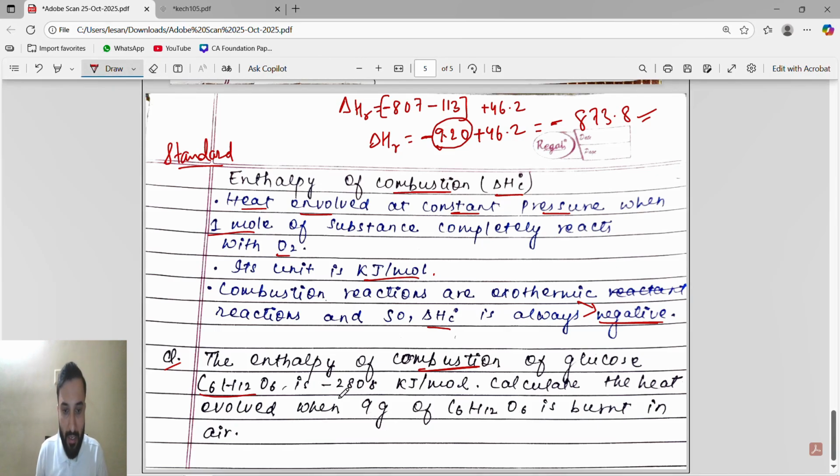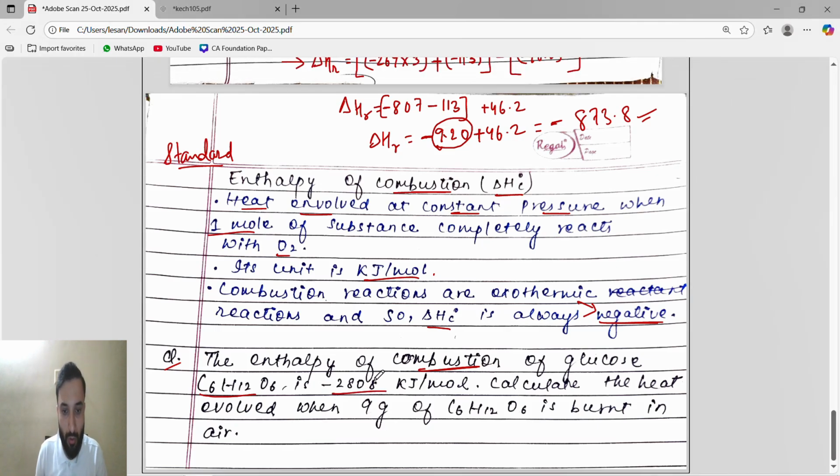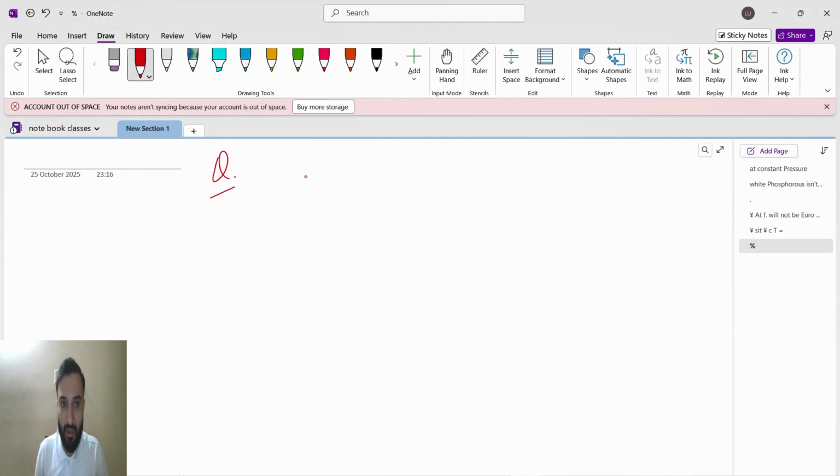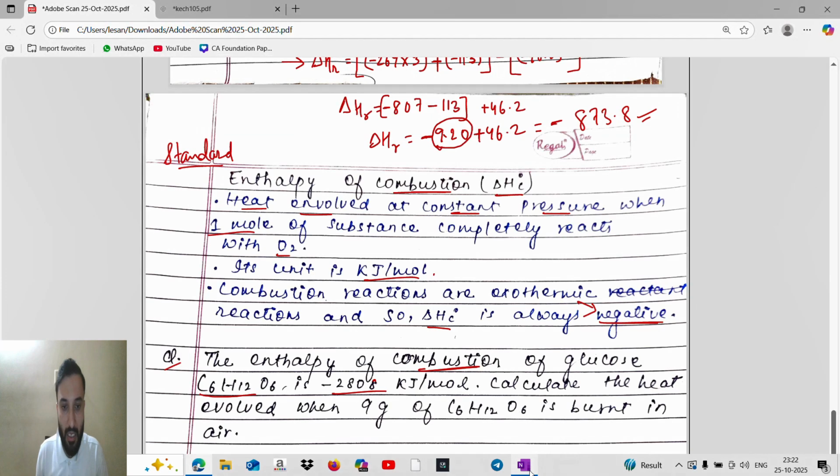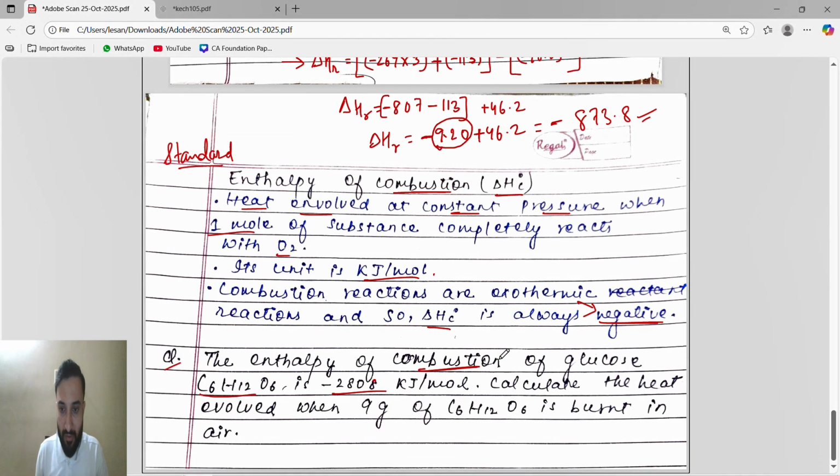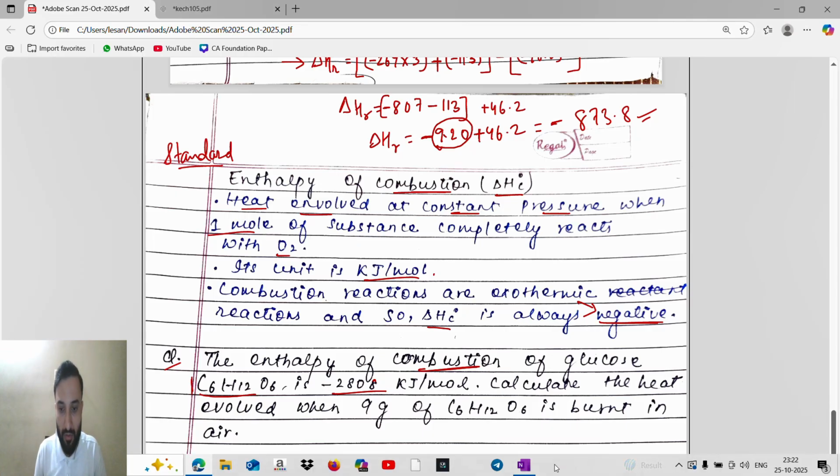Sorry, it is minus 2808, minus 2808. So enthalpy of combustion, okay, here we'll do enthalpy of combustion of glucose. How much glucose is given? 1. So we'll take 1 mole of glucose, right?